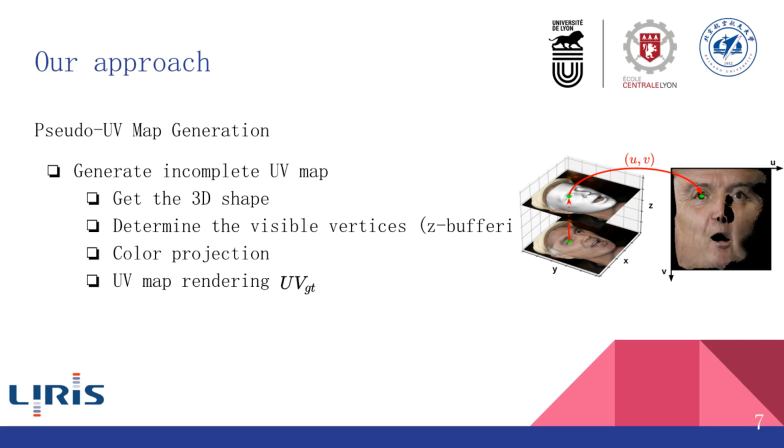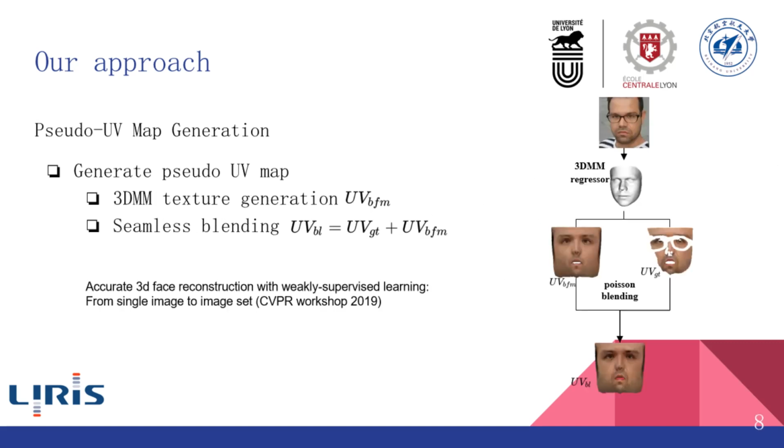To get the face UV map, the traditional method consists of 4 steps. First, get the 3D shape, then determine the visible vertices, and then do color projection. Finally, they render the UV map. Due to the self-occlusion, the generated UV map is incomplete. So after obtaining the incomplete UV map, the next task is to generate the pseudo-complete UV map.